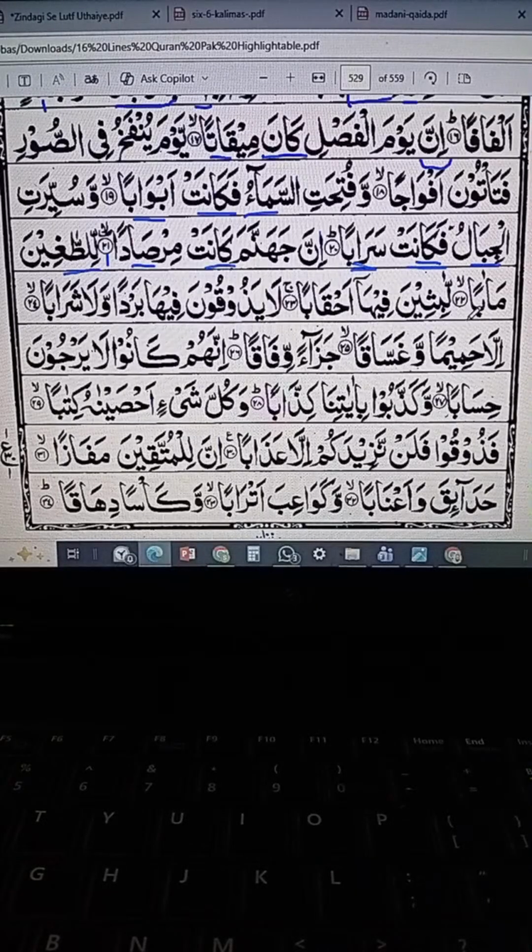لِلطَّاغِينَ مَآبًا. In this ayah, you can see ta has a vertical zabar, and a vertical zabar is always read stretched equal to one alif, and here is a ya madda, and this one has alif madda. So we have to stretch ta, we have to stretch hamza, we have to stretch alif ba. لِلطَّاغِينَ مَآبًا.